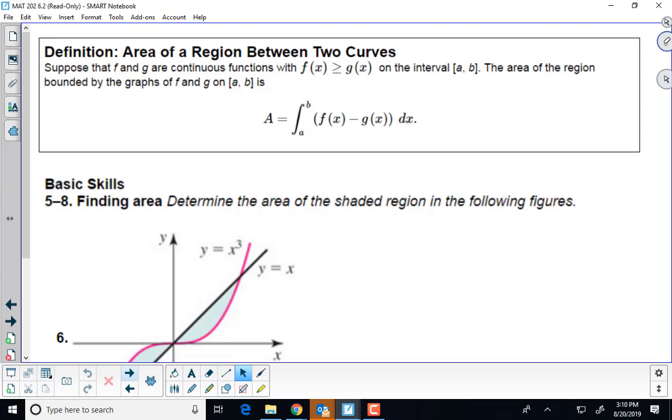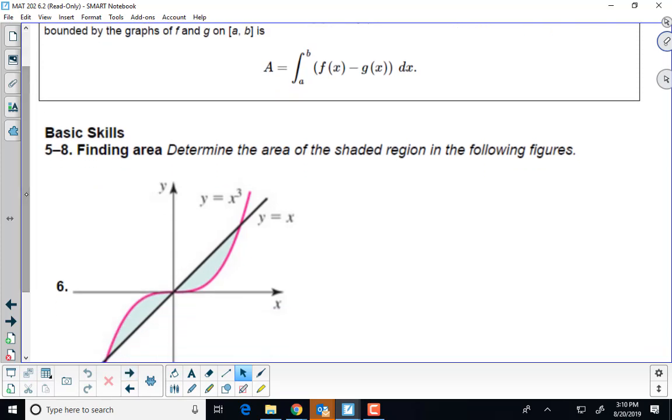So we're thinking about f minus g dx as our integration element. You're imagining just this little thin rectangle. That's your integration element. So we've got this vertical integration element. And that gives us the area between the curves.